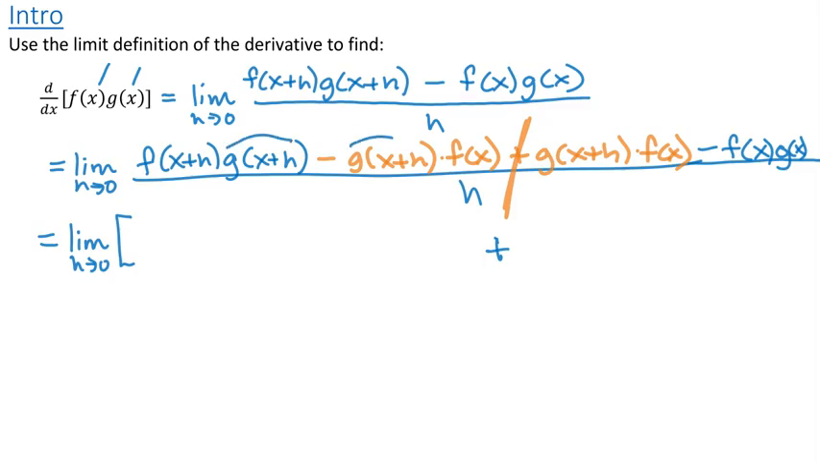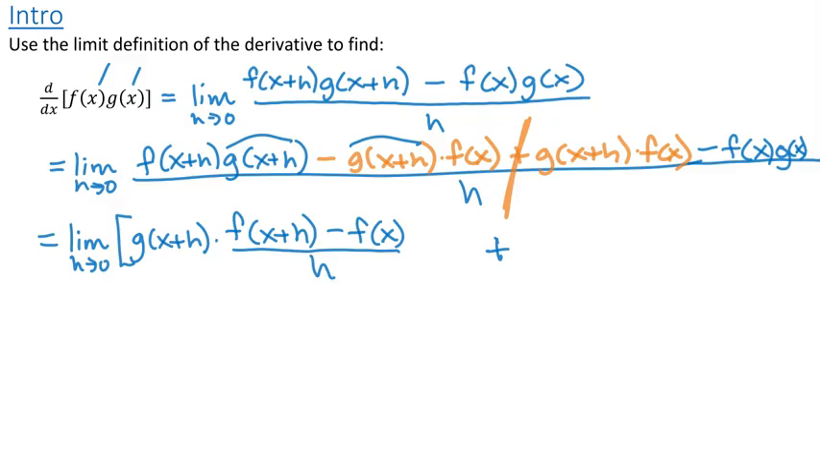I'm going to factor this g of x plus h out. So I have g of x plus h, and then what's left in the fraction is f of x plus h minus f of x. So when we factor that out, what we're left with is a perfect difference quotient for f.